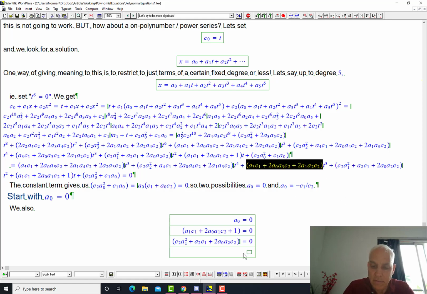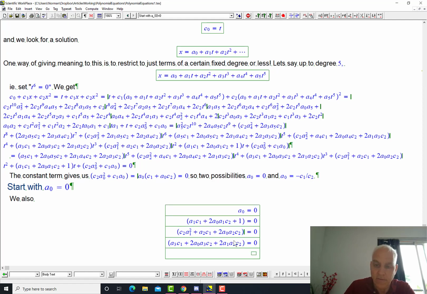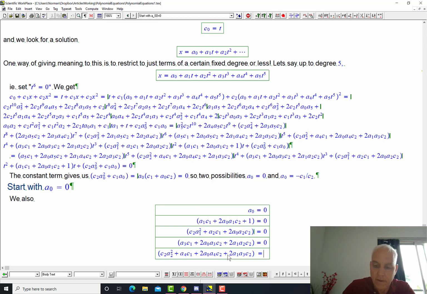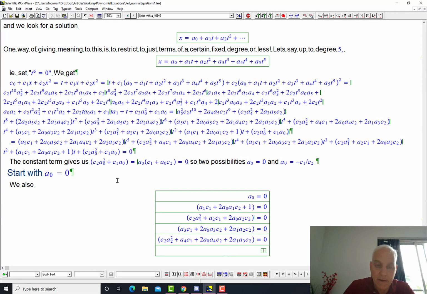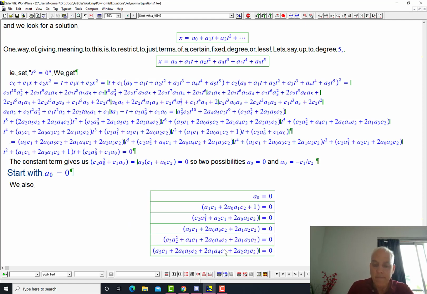The cubic term, that's going to be 0. Quartic term, that's going to be 0. And the degree 5 coefficient. All right, let's stare at this for a little while. So what are we trying to do? We're trying to solve for the a's in terms of the c's.